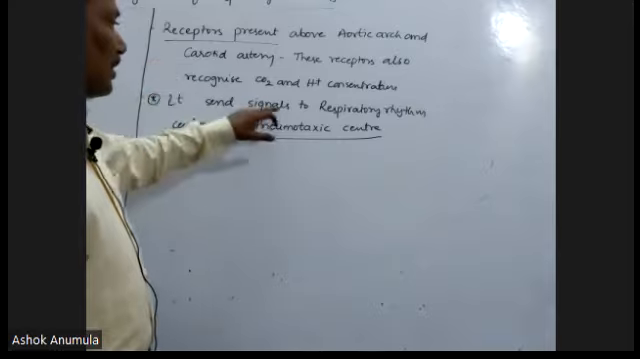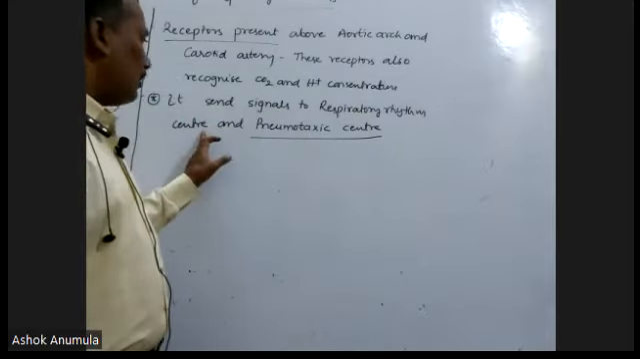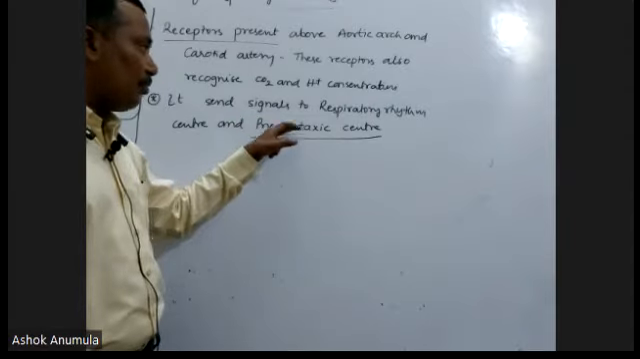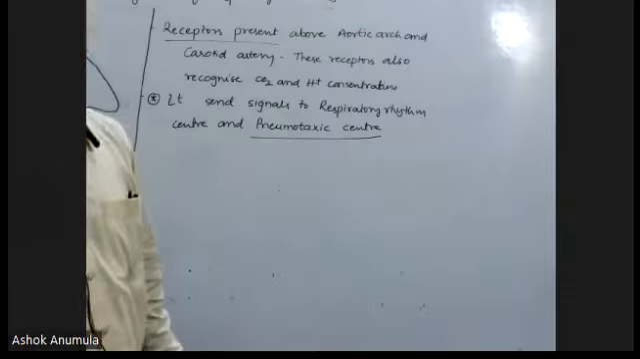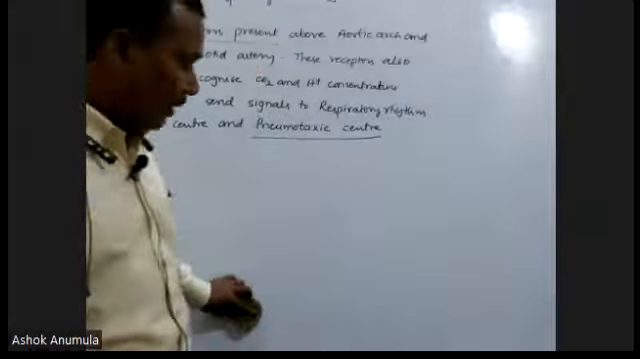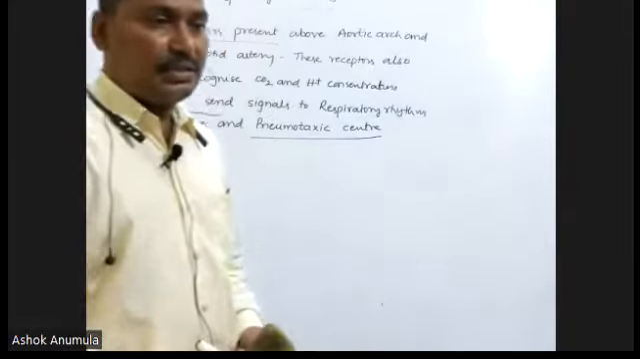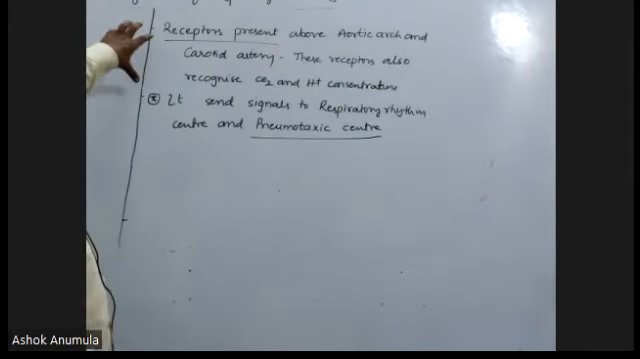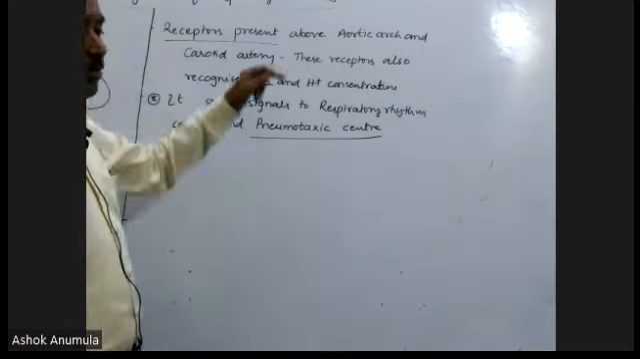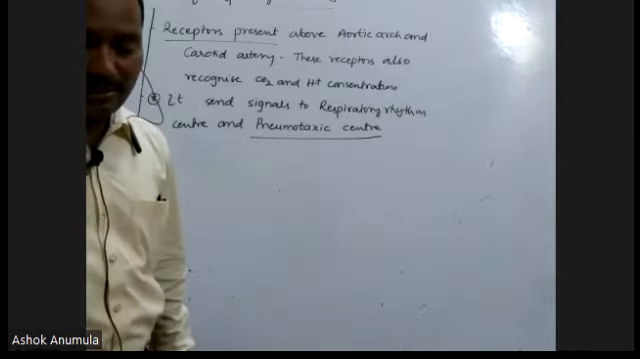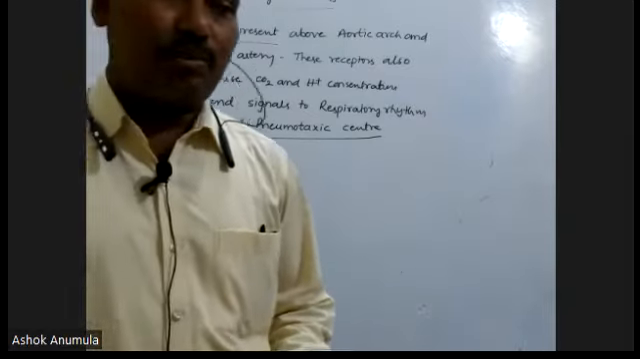It sends signals to the respiratory rhythm center. Along with the respiratory rhythm center, it also sends signals to the pneumotaxic center. And these centers control the carbon dioxide and hydrogen ion concentration. These are the four types of centers or factors which control the respiratory movements. This is about the regulation of respiratory movement.